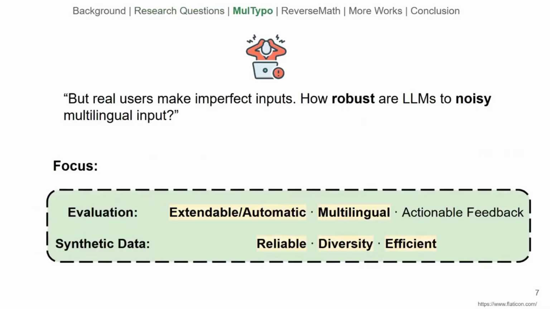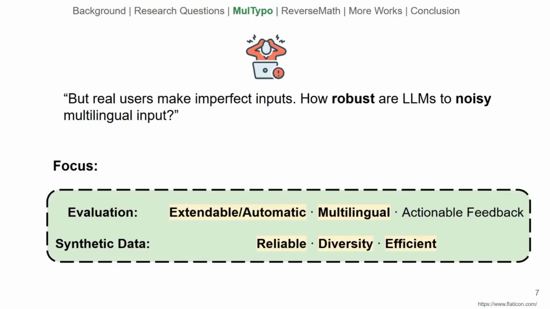We all know people are lazy, and when we talk with an AI chatbot, we also do not care too much about our inputs. We can make mistakes, for instance, typos. In real-world scenarios, users always make imperfect inputs. How robust are LLMs to this noisy multilingual input?